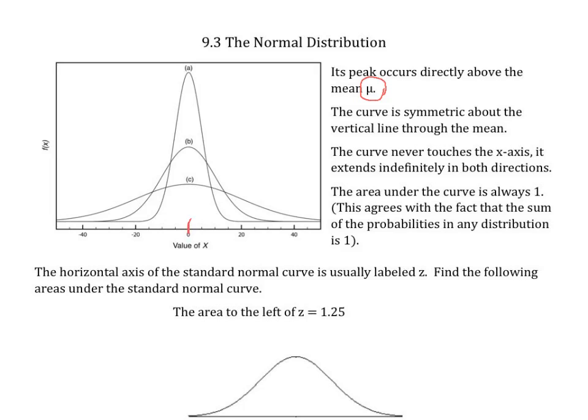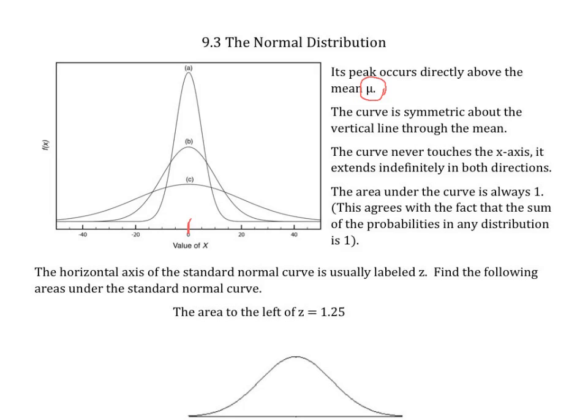The curve never touches the x-axis. It extends indefinitely in both directions, so it's going to get super close to the x-axis, but never actually touch it. The area under the curve is always equal to 1. This agrees with the fact that the sum of the probabilities in any distribution is 1. So the probability of something happening plus the probability of something not happening is equivalent to 1.